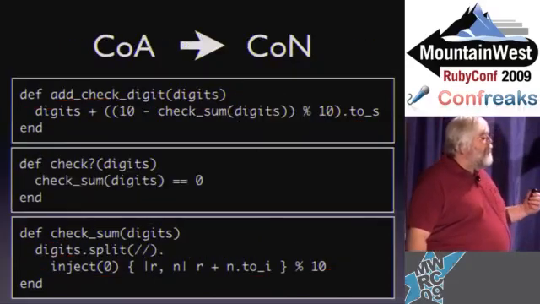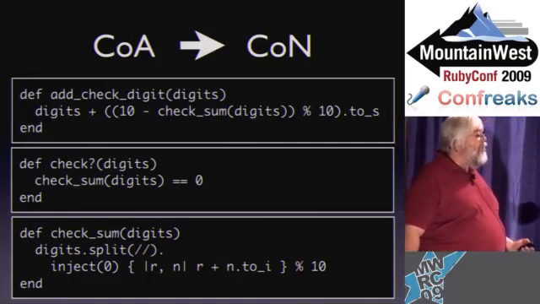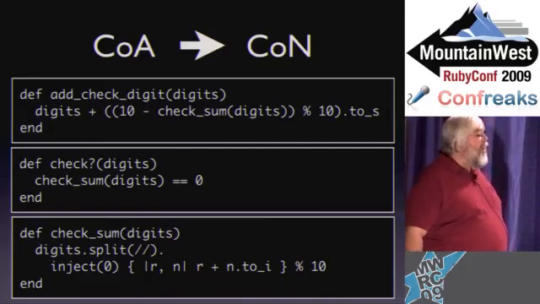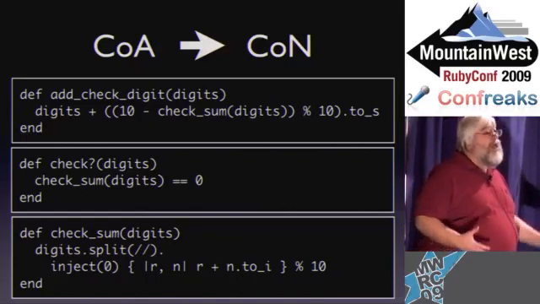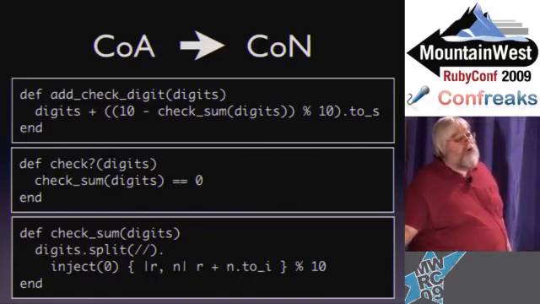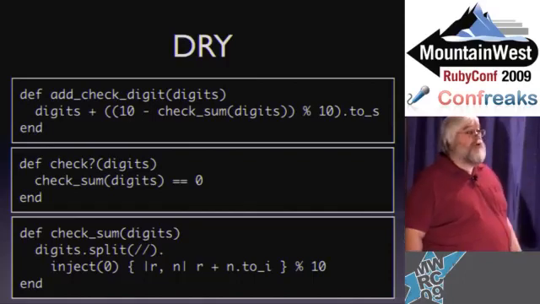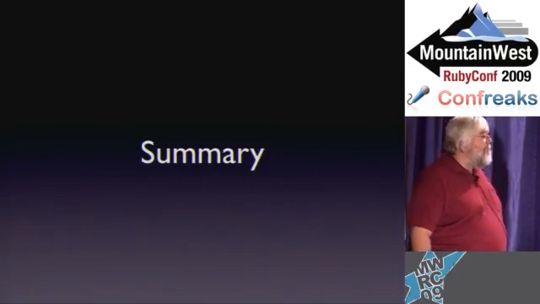How do I prevent that? By refactoring it so that we have a common method called checksum that calculates the checksum for me, and I can use it in both the add check digit and the check question mark method. And again, what we've done is take a high level of connascence of algorithm and convert it to a connascence of name, a lower level of connascence. So we see that a lot. This is also called the DRY principle. Represent knowledge in one authoritative place.